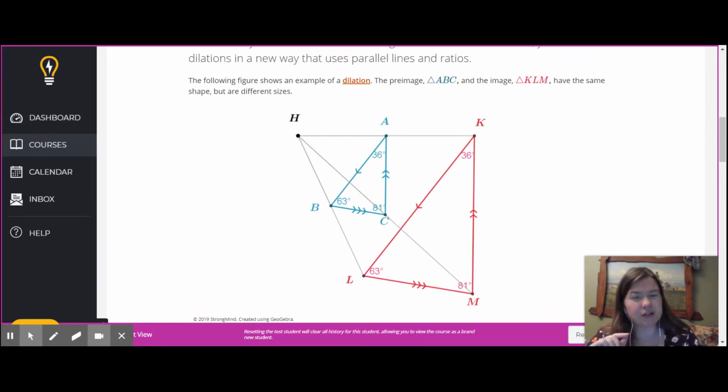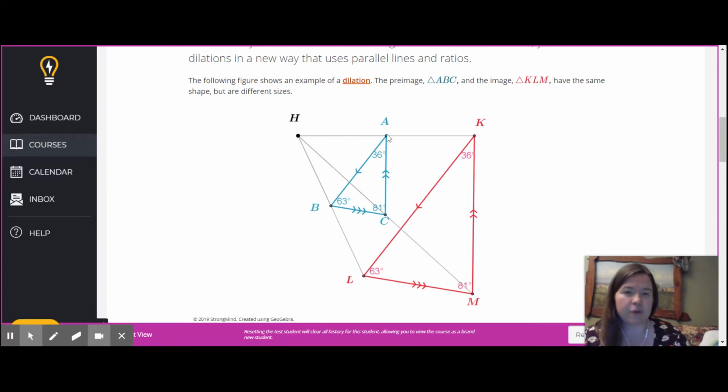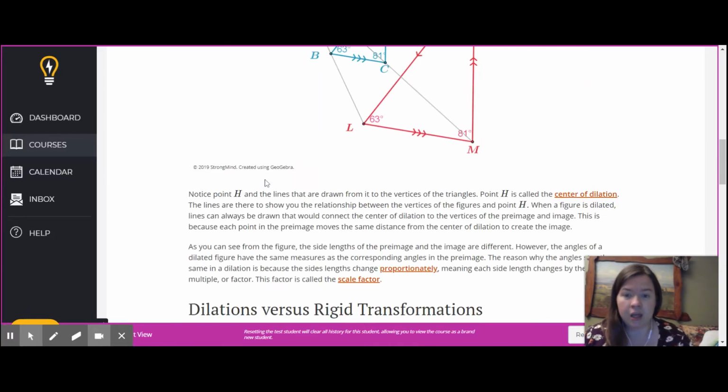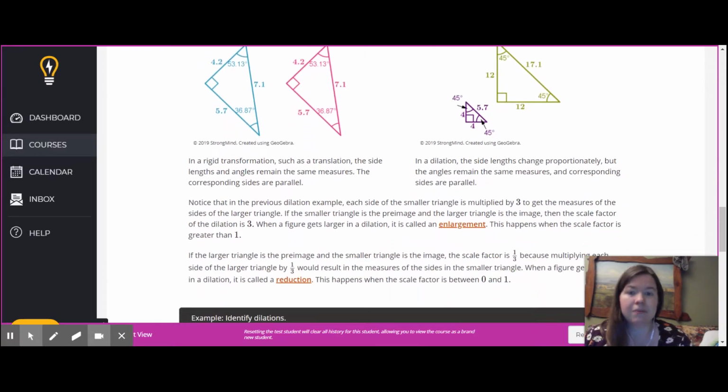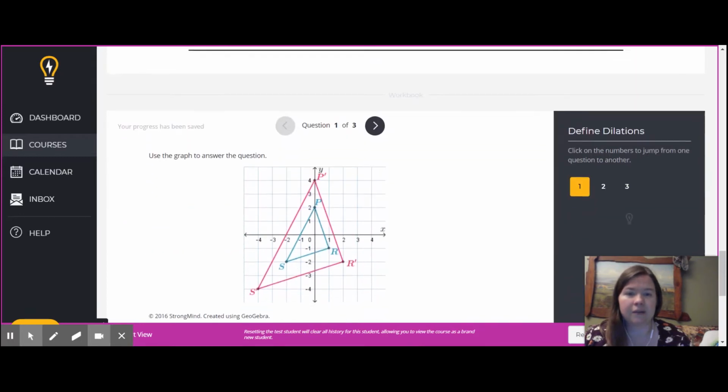And then we have words that we talk about. We have the center of dilation, which is the place where it grows from. And notice the angles all stay the same. With this particular one, the pre-image point is halfway between the image and the center of dilation, meaning that would have to be 2. So rigid transformations versus dilations just means that they both preserve the shape, just dilations make it bigger or smaller, and by proportionality.